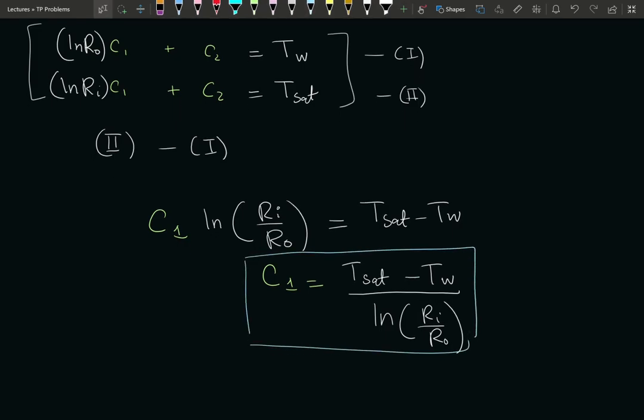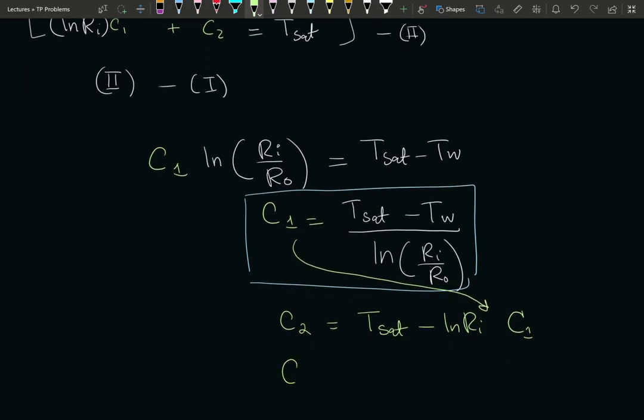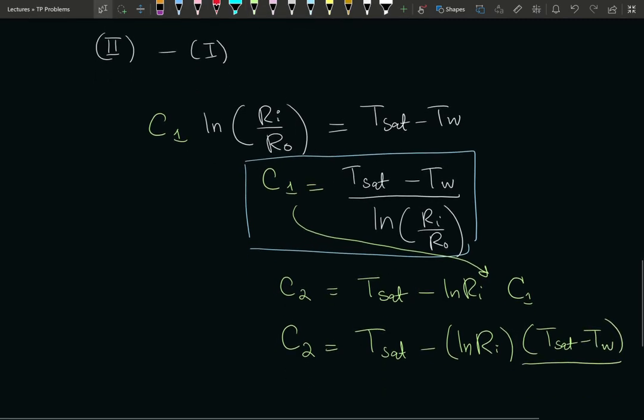Just plug it back into either one of the above equations, either 1 or 2, and you should get C2. Let's use the second equation. That's going to be T_sat minus natural log of the inner radius times C1. This is where we substitute C1. Now we're just grinding through the algebra. We've already finished the heat transfer part. The transport phenomena were done. Now we're just doing the tedious part, the symbolic manipulation.